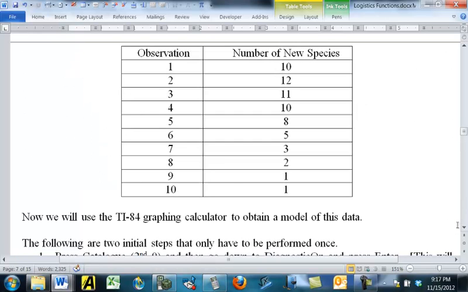So for example, we may have gone out for 10 observations, and this is the number of new species that we find. Now, this is not what we're doing. We want to do the cumulative amount. So the cumulative amount would be 10, then 22, then 33, and so forth. So the total amount.